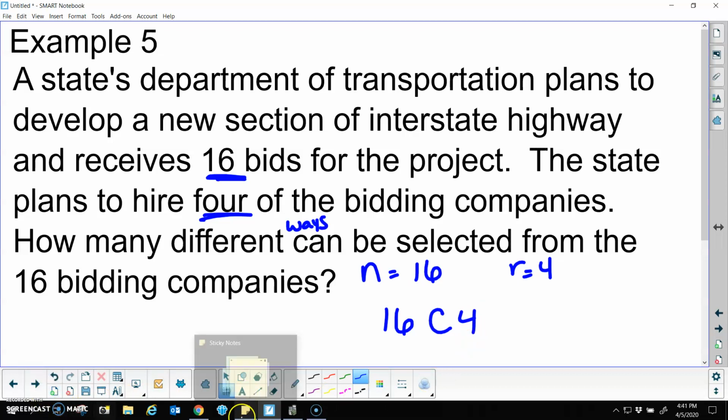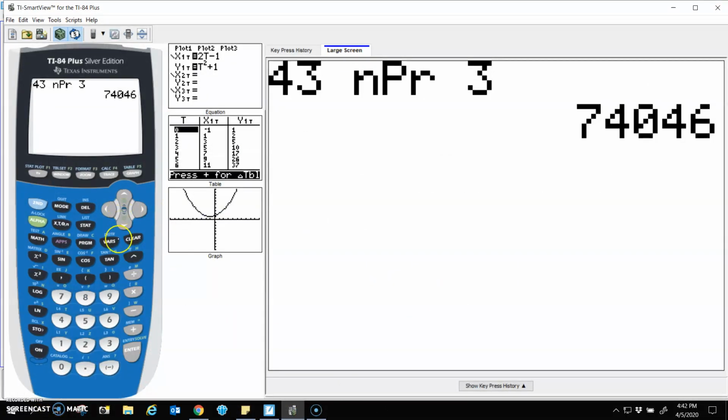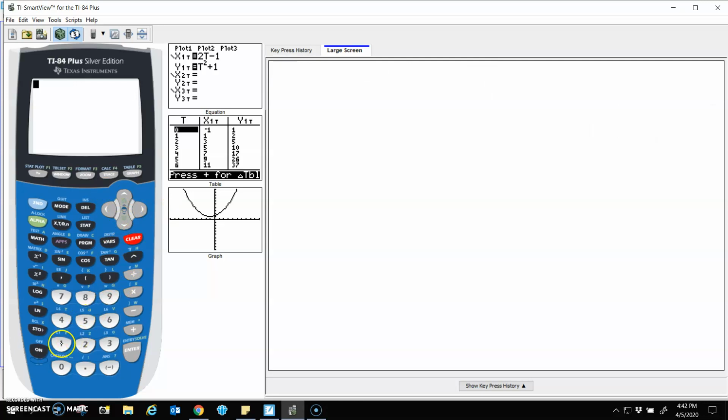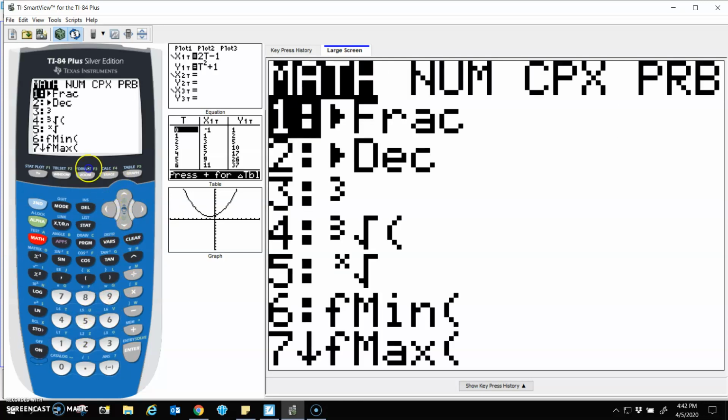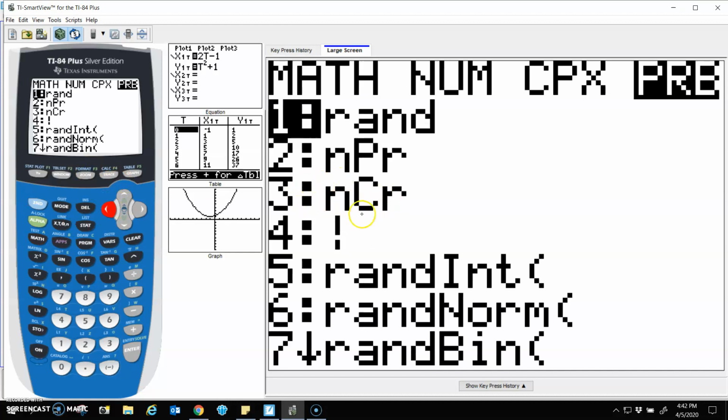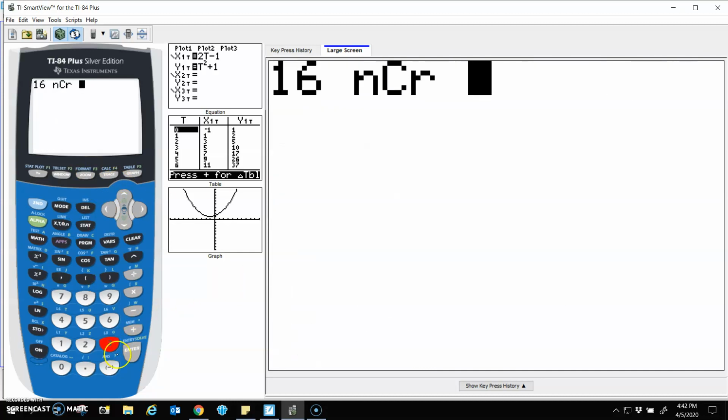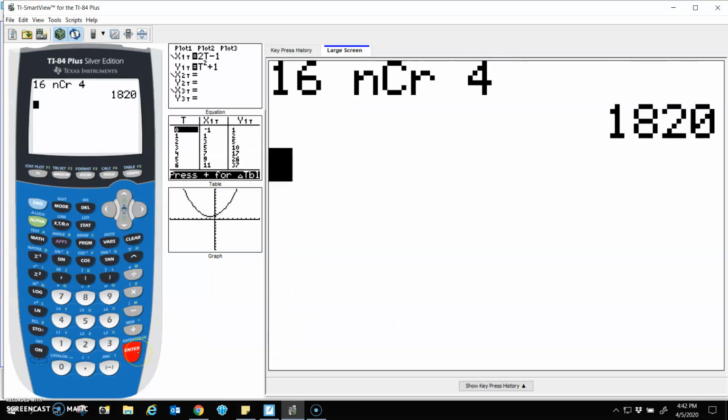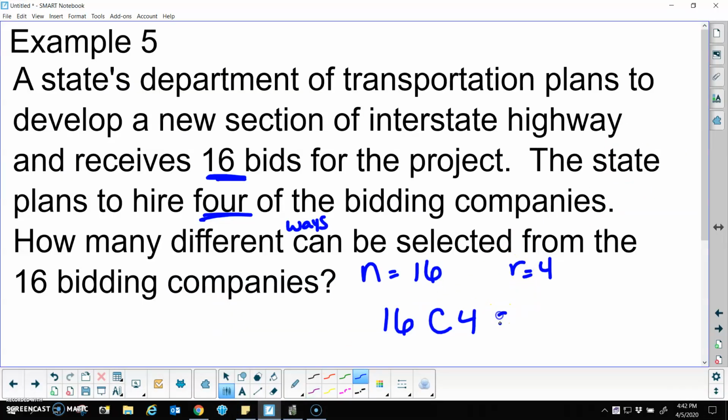Now let's go back to our calculator. Hit clear. It was 16, math, probability. This time we want number 3, the nCr, and we want it for 4 companies. And there are 1,820 different ways of selecting the companies.